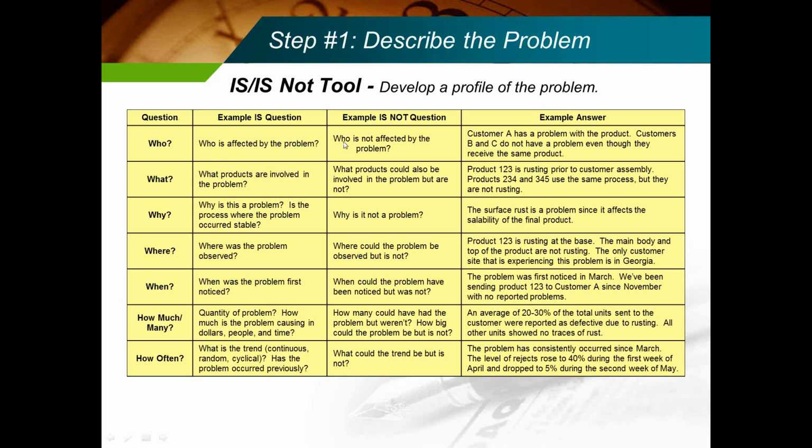But it's a structured approach to saying what is the problem, what isn't the problem. So it goes through the who, what, why, where, when, how much, and how often. So an example is question is who is affected by the problem, and an example is not question is who is not affected by the problem. So an example might be customer A has a problem with the product, but customers B and C do not have a problem, even though they receive the same product. So can you see how that would be helpful towards identifying what the actual problem is? If you know that customer A has a problem but B and C don't, and it's the same product, what might you think, for example?